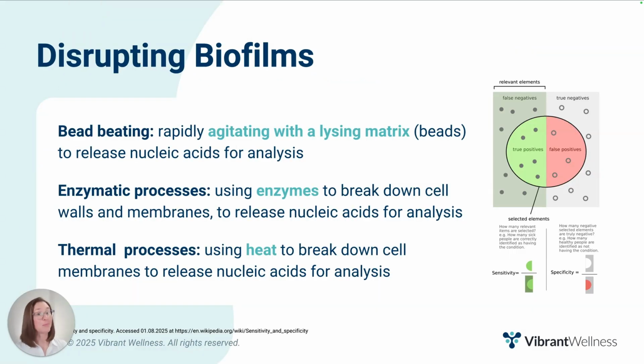Additionally, Vibrant uses bead beating, enzymatic and thermal processes to remove biofilms, releasing the nucleic acids for analysis. Bead beating is an effective cell lysis method that disrupts virtually any biological sample by rapidly agitating it with a lysing matrix in a bead beater. Enzymatic and thermal processes use enzymes and heat to break down the cell walls and membranes, releasing nucleic acids for analysis. These additional steps increase sensitivity by reducing false negatives.